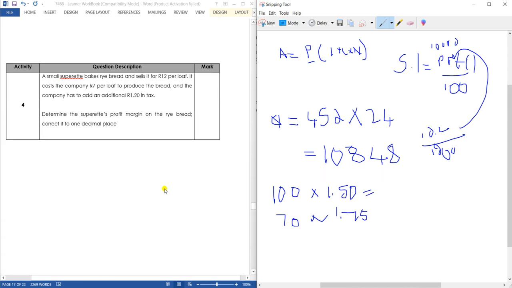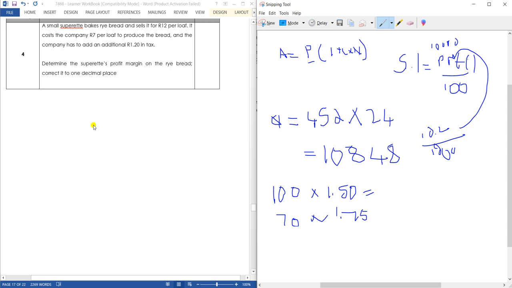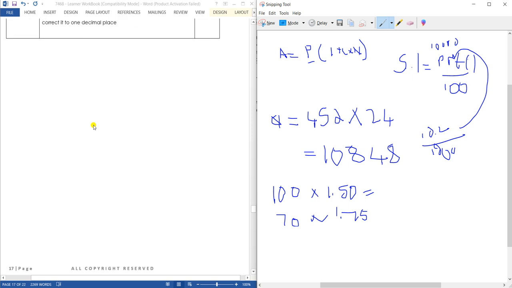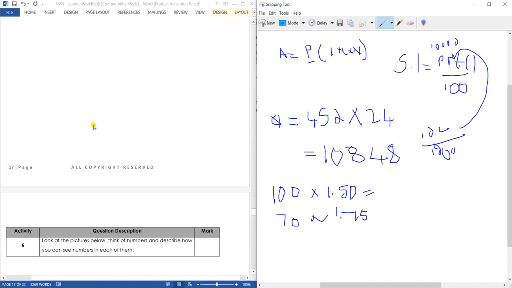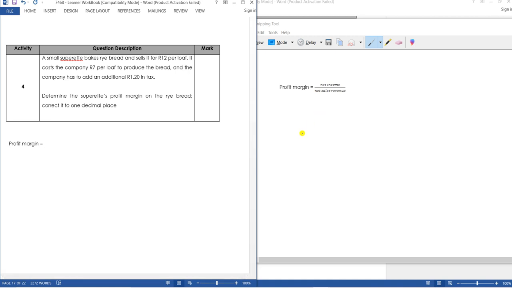Activity 4. A small supermarket bakes a rye bread and sells it for 12 rand per loaf. It costs the company 7 rand per loaf to produce the bread, and the company has to add an additional 120 in tax. So you need to determine the supermarket's profit margin on the rye bread, corrected to 1 decimal place. So how do you go about answering this question?